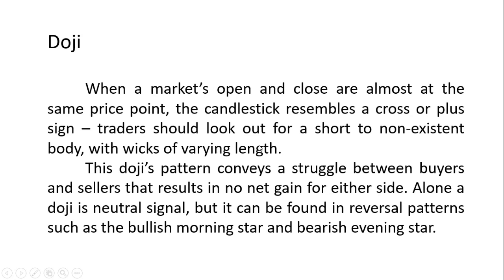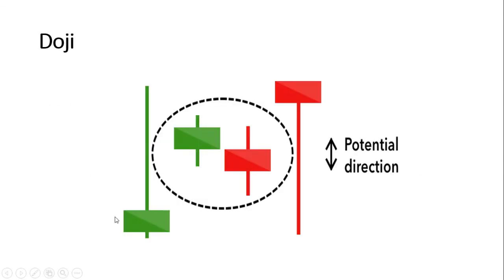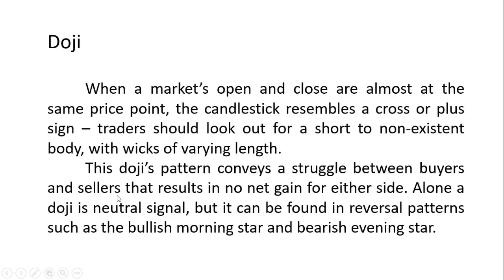Traders should look out for a short to non-existing body with wicks of varying length. You can observe the body of this candle is very short, but the wicks are very long. In the same way, in this red candle you can see the body is very small, but the wick is too long. The doji patterns convey a struggle between buyers and sellers that results in no net gain for either side. So nobody has won, neither the bulls nor the bears. It's like two parties fighting, and the price will neither increase nor decrease, it will remain constant. Alone a doji is a neutral signal, but it can be found in a reversal pattern such as the bullish morning star and the bearish evening star.